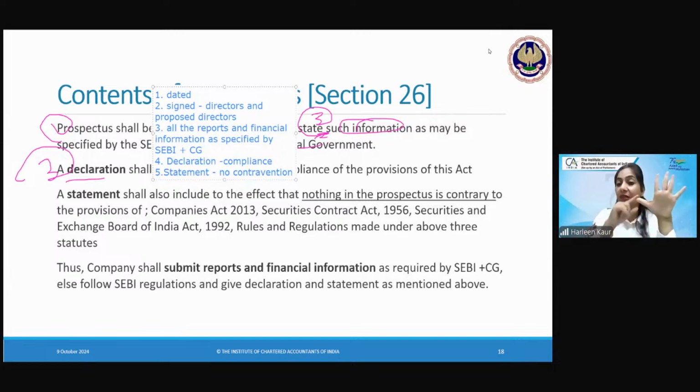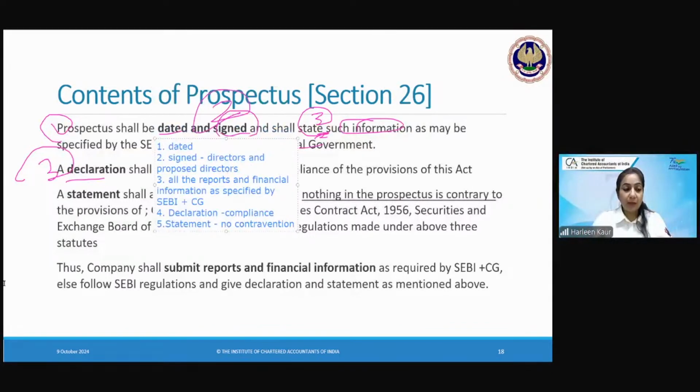So what are the 5 important things we have discussed? Prospectus shall be dated. Prospectus shall be signed by all the directors of the company and proposed directors. Prospectus shall include all the reports and financial information which SEBI along with CG has informed you. Company will give a declaration that compliance has been done as per the provisions of the Act, and a statement has to be given that no contravention has been done with the Companies Act, Securities Contract Regulation Act, Securities and Exchange Board of India, along with the rules and regulations. Have you written this? These are basic contents of prospectus, which I have written out as a brief summary for all of you.